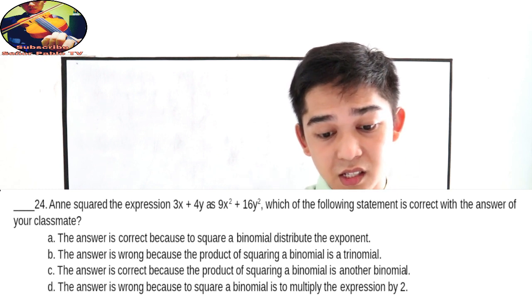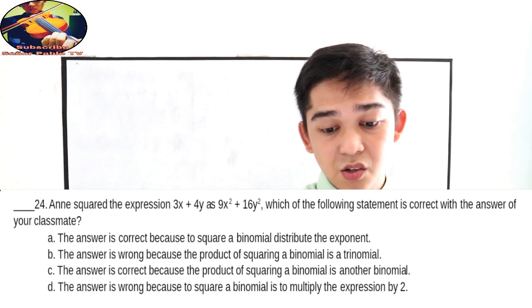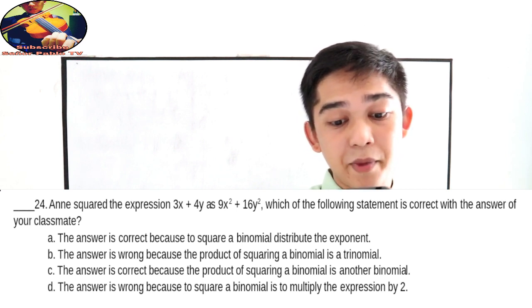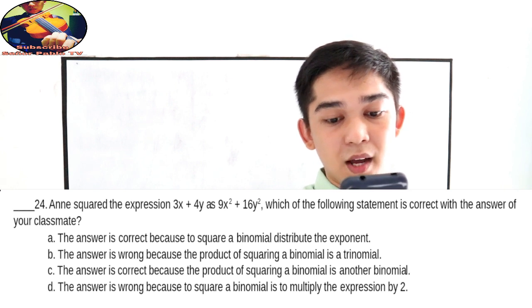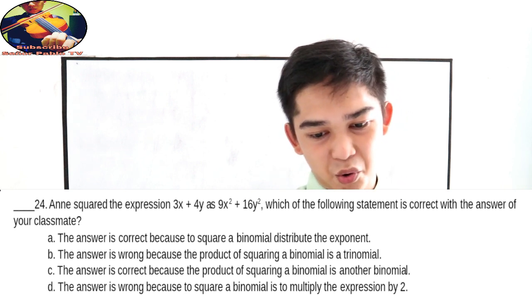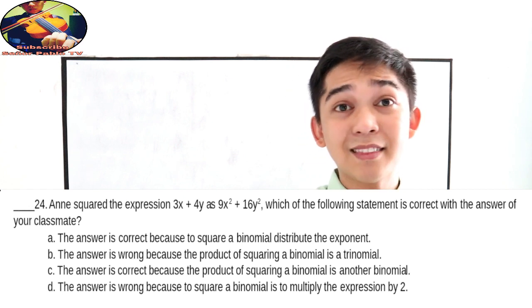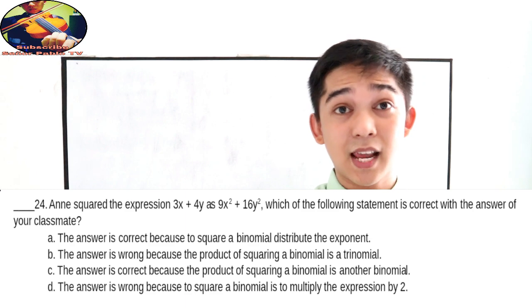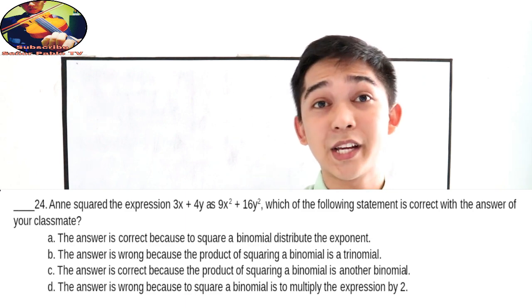Pero consider natin si C. The answer is correct. Mali yung correct. D, the answer is wrong because the square of a binomial is to multiply the expression by 2. No. So, ang pagpipilian natin is B and D. Pero ang mas the best is letter B. So, 24 is B.